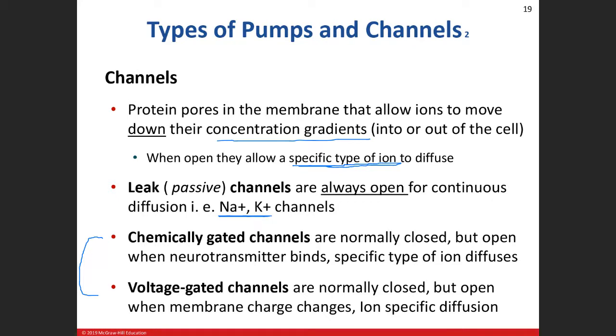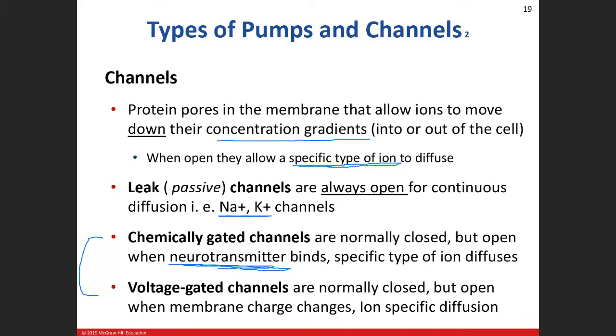Okay? So, for example, the chemically gated channel, we need some sort of chemical to open this channel up. And in this case, it's going to be a neurotransmitter. That's the only chemical that we're dealing with right now. So a neurotransmitter will bind to this channel, and it opens up the gate, okay? And a specific ion will move down its concentration gradient.